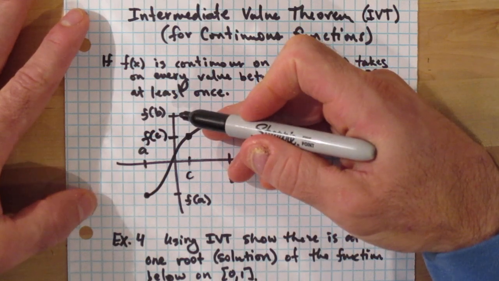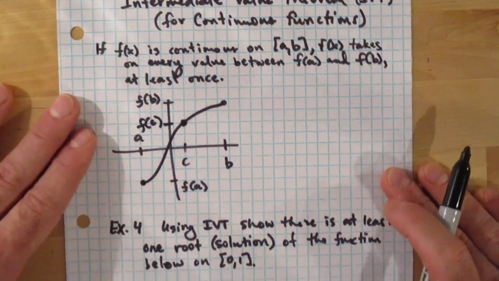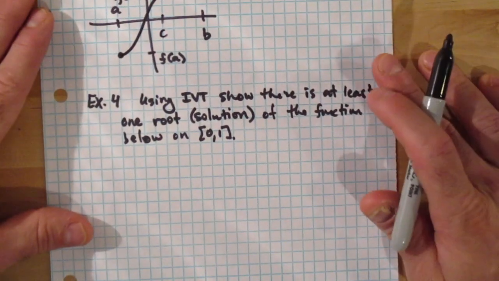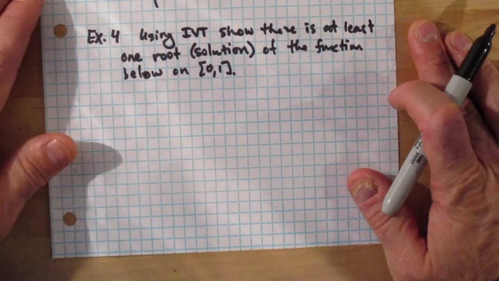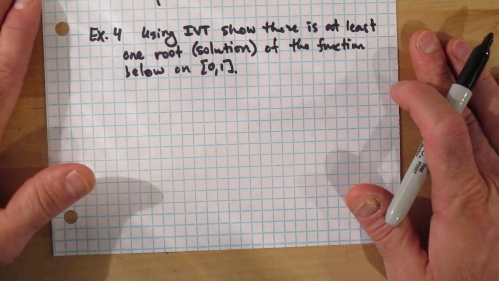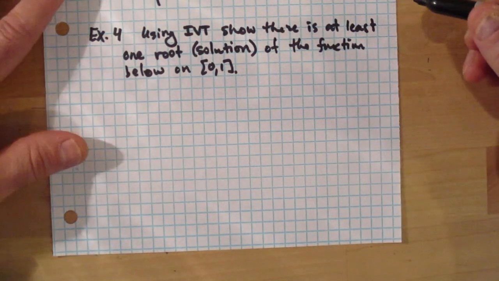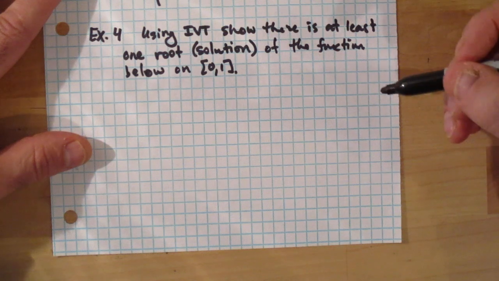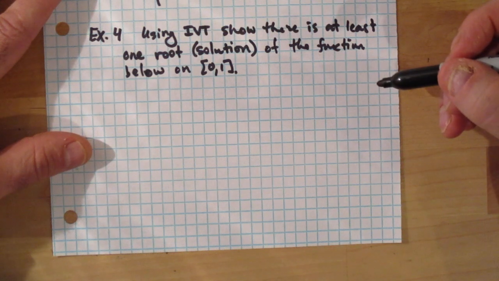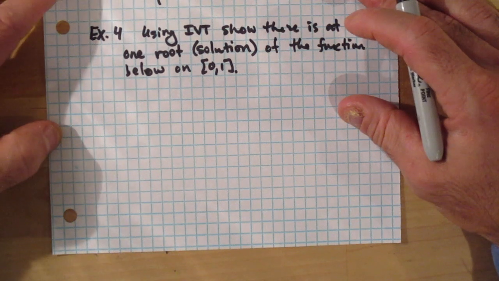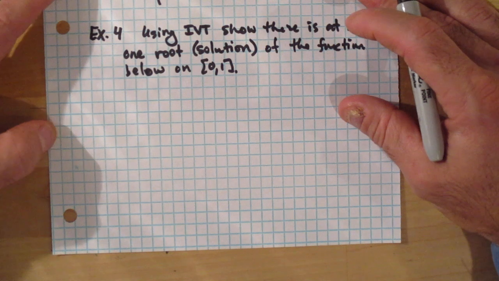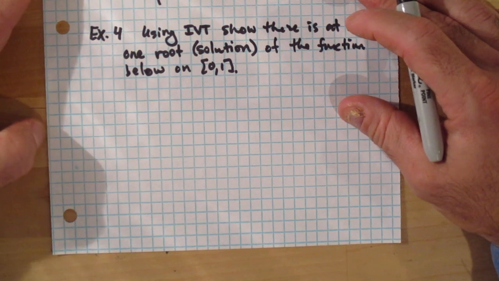b. All right, so let's look at a practical example here, requiring a little bit of vocabulary. But using the IVT, or the intermediate value theorem, show there is at least one root, that means a solution, of the function below on [0, 1]. And apparently, I didn't write down the function. So I'm going to make one up. I might have a problem here.